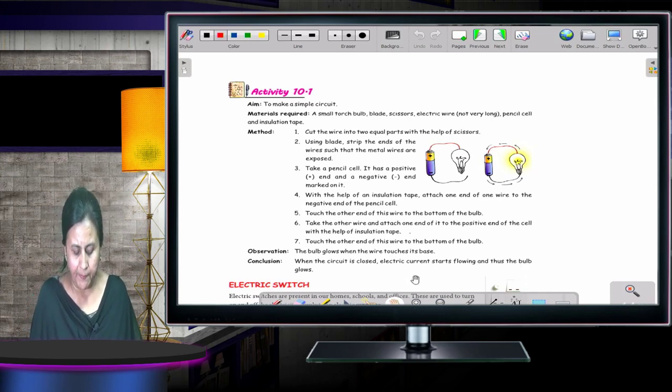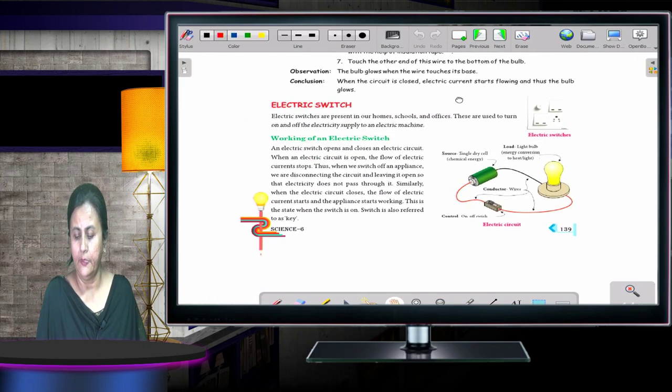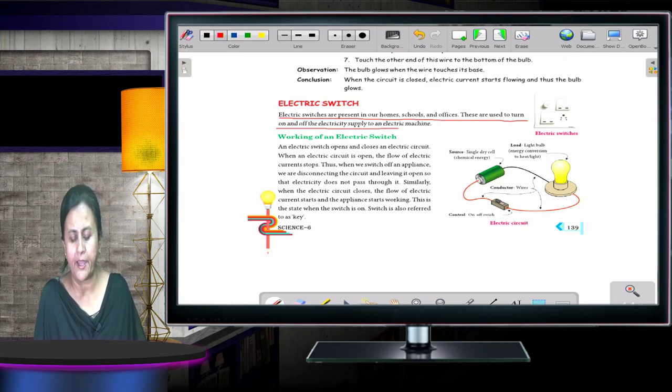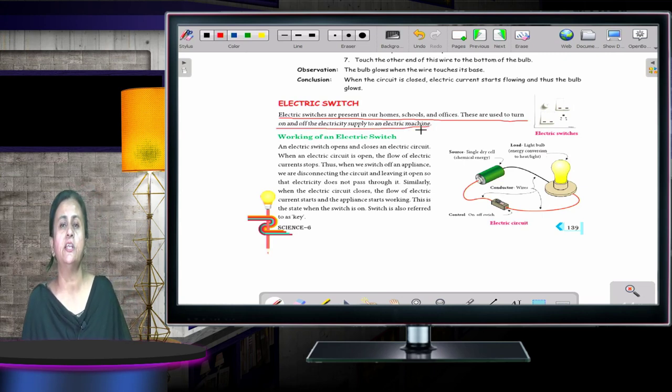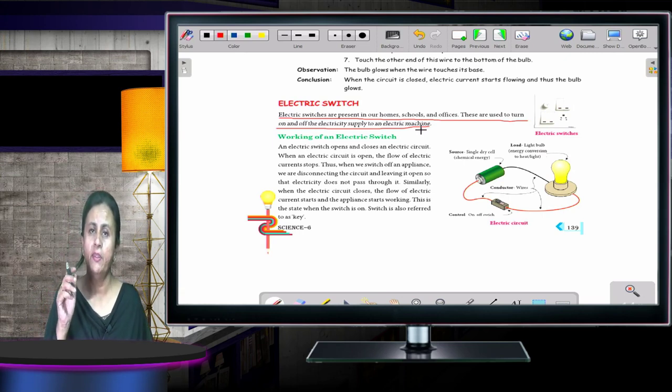Now, the next topic is electric switch. Electric switches are present in our homes, schools and offices. They are used to turn on and off the electricity supply to an electric machine. You must have seen switches. Whenever you want to turn any machine on, you switch it on, and when you want to close, you switch it off. Fine.